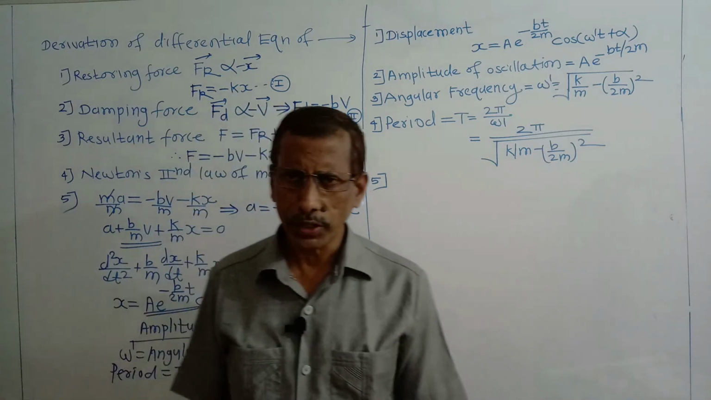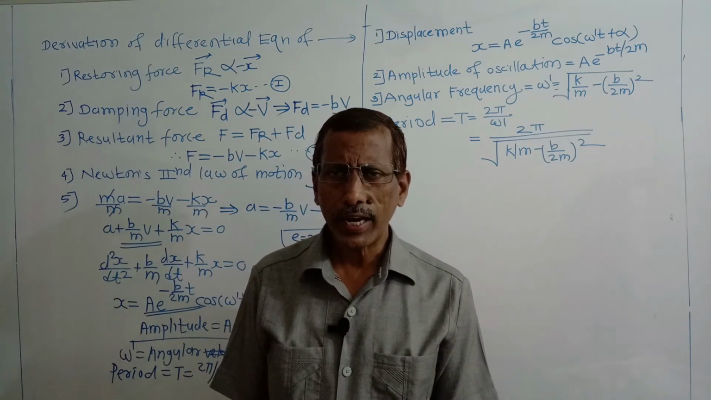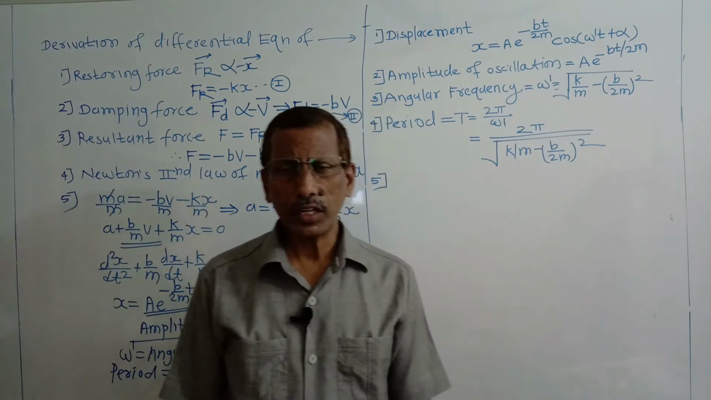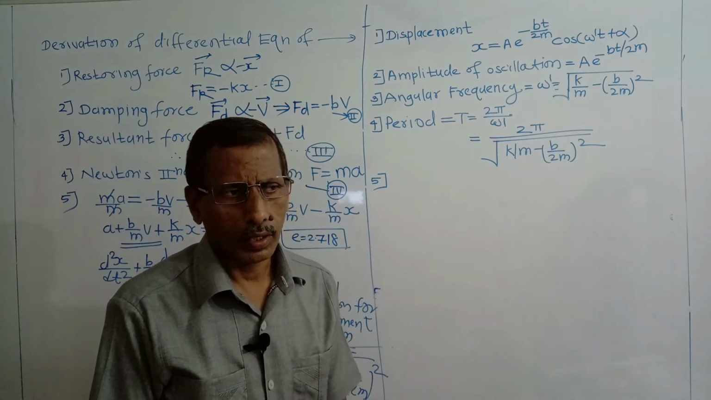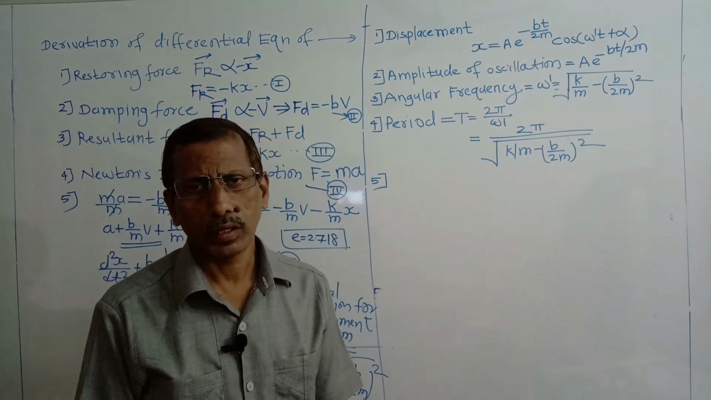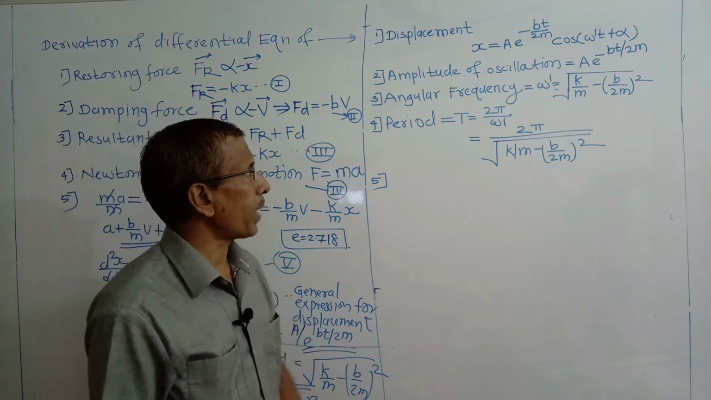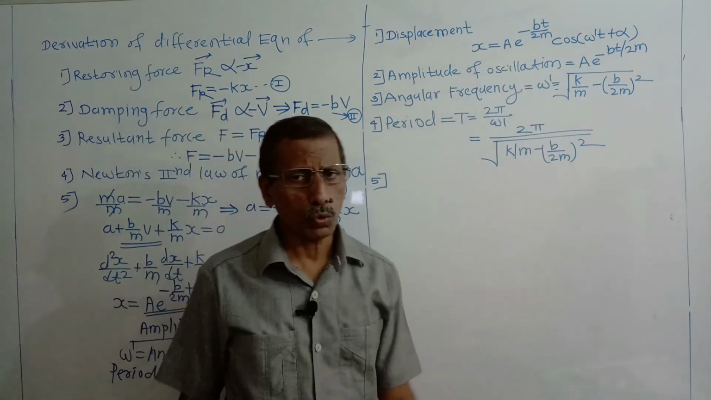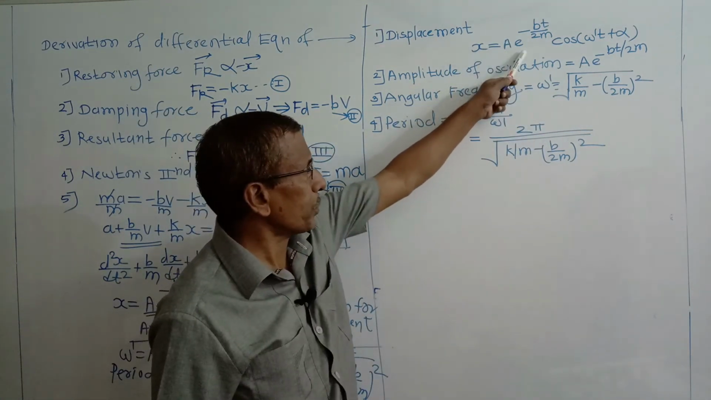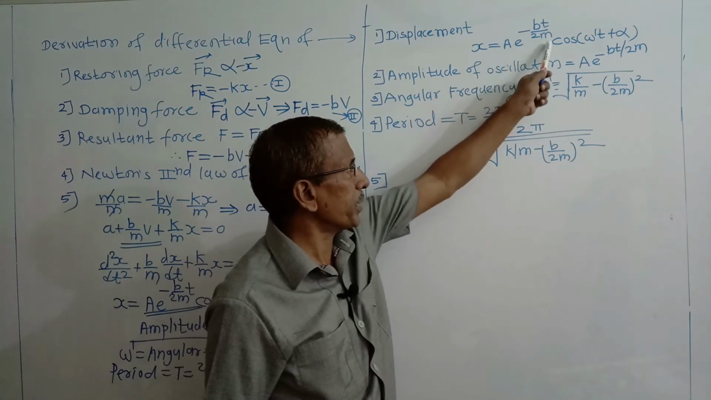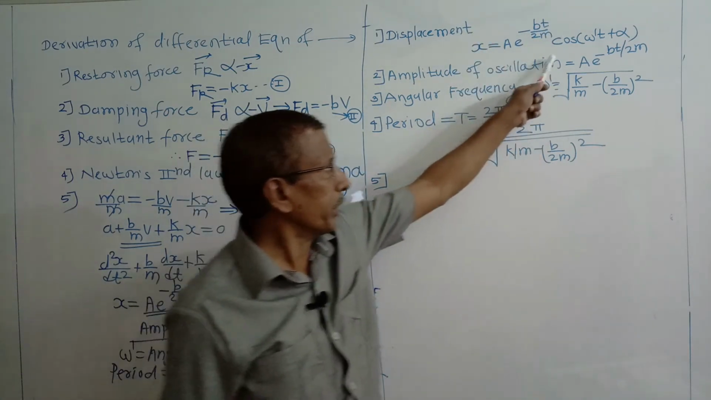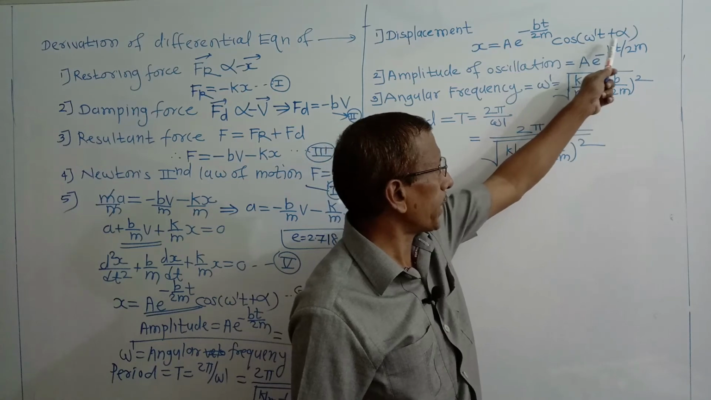And from this equation we directly write the general expression for displacement, and that is given by x = A e^(-bt/2m) cos(ω't + α).